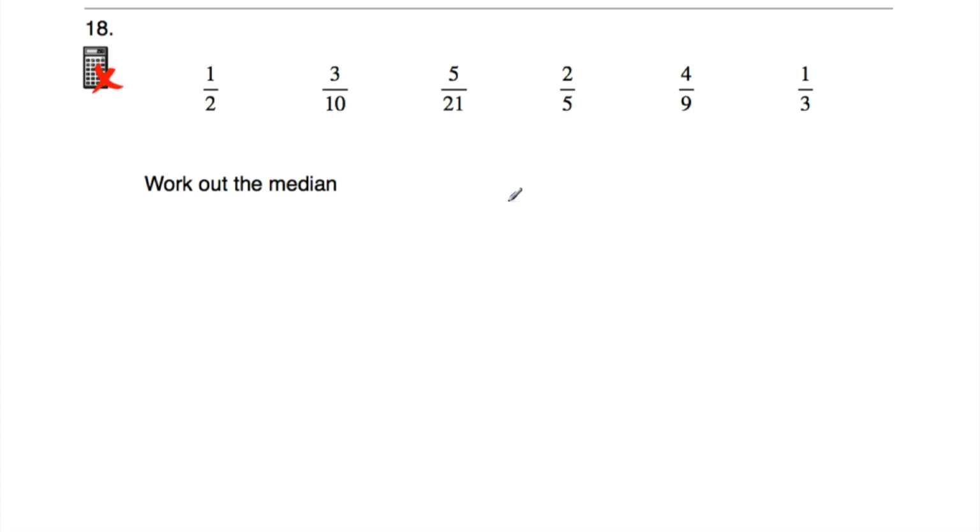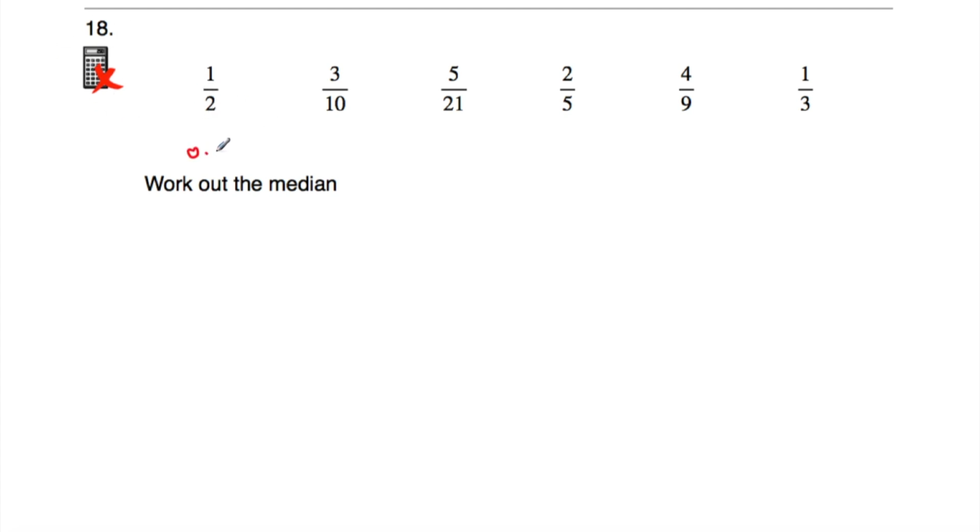And because there's 6 fractions, the middle one will actually be the midpoint of 2 fractions, and that's probably why it's in this worksheet. So let's arrange them in order to begin with. Now, we could find a common denominator here, but with 2, 10, 21, 5, 9, and 3, I don't want to find the lowest common multiple of all of those numbers because it could be quite large. What I'm actually going to do is consider the fractions as decimals, and then put them in order that way because it's an uncalculated question.